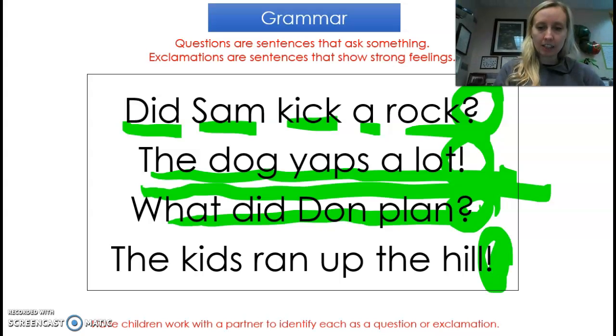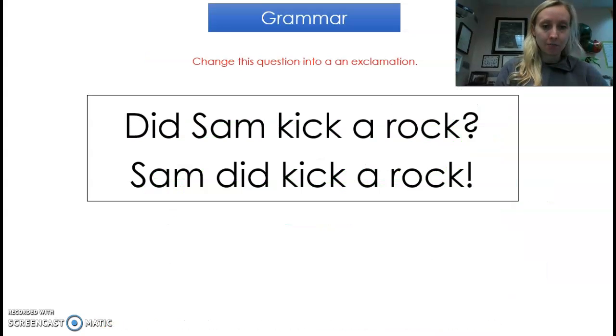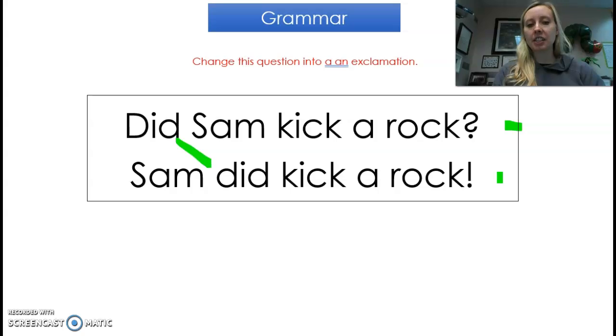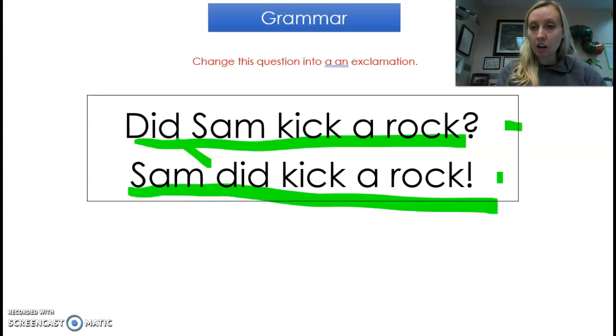And once again, we have our exclamation mark. That means we're showing strong emotions. The kids ran up the hill. We're excited. Okay, so I can change a question into an exclamation by changing where did is. So listen to this. Did Sam kick a rock? That's a question. We don't know. Now listen to this one. Sam did kick a rock. You see the difference? We switched where Sam is and where did is.